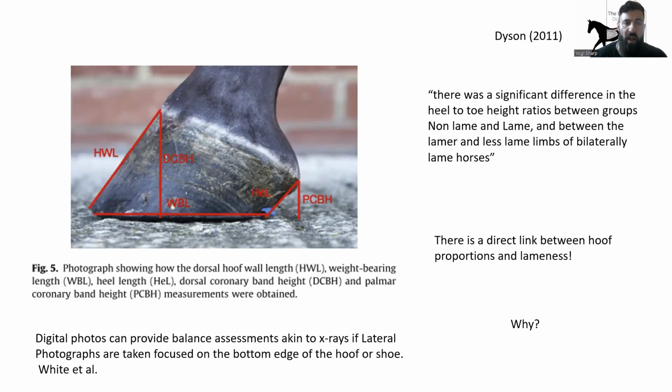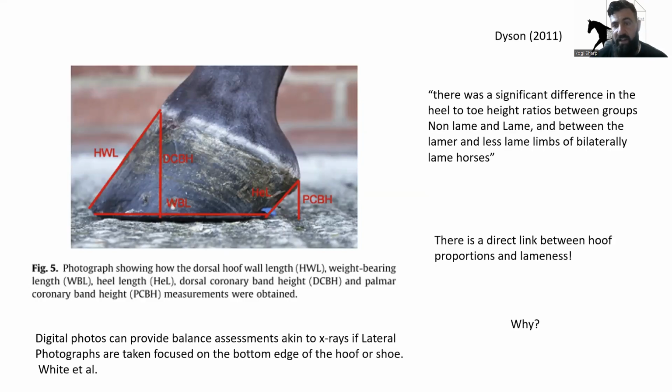As we go through, we'll look at lots of other proportions and measurements that are relevant to what we want to document. The most important thing at this point is that digital photos can provide balance assessment akin to X-rays if the lateral photos are taken focused on the bottom edge of the hoof or shoe, as you would with an X-ray. That's from White et al., and that's the protocol Dyson 2011 used to make these external assessments.